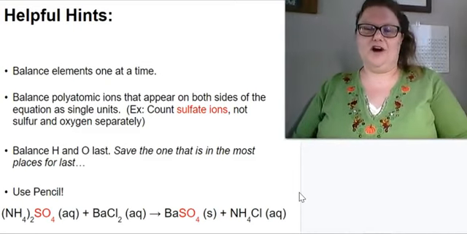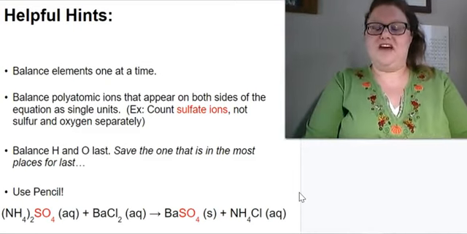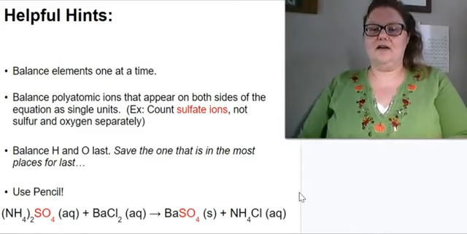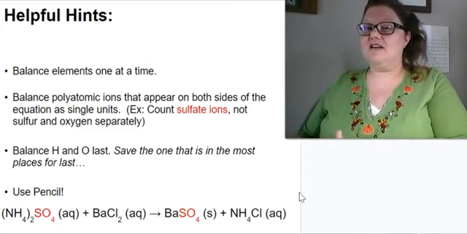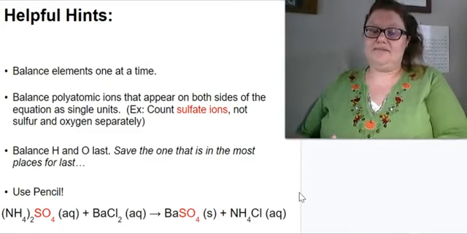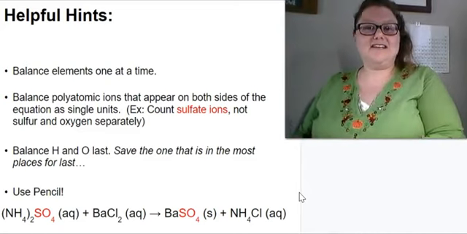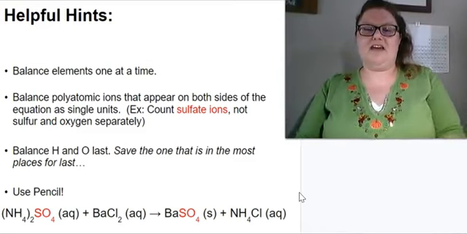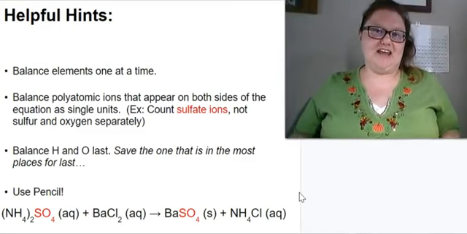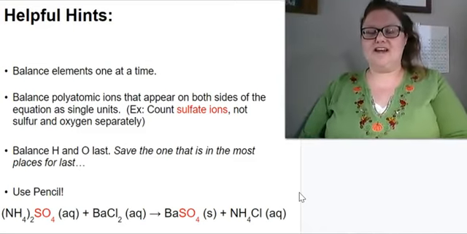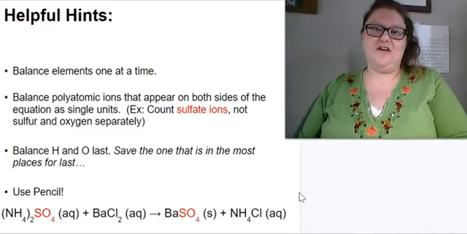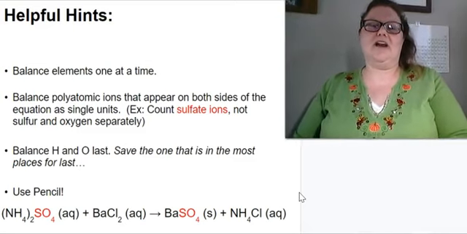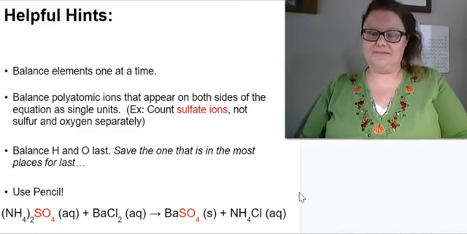An example of this not working would be if it was SO4 on the reactant side, but then I only found SO3 on the product side. That's sulfate and sulfite. They're different. I can't do this trick. But in this case, sulfate didn't change, so I could treat it as if the sulfate were a single element when I look to balance the equation.